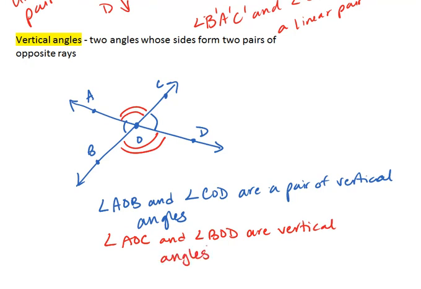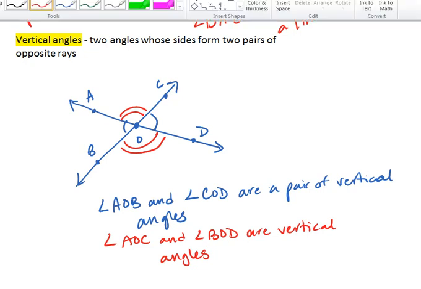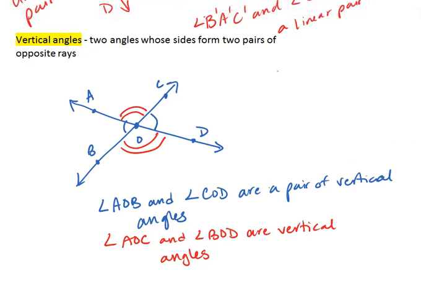Now, one of the things I marked in this picture that you might have noticed is that angle AOB is congruent to angle COD, and I did that by using a single arc line for both angles. And I also marked that angle AOC is congruent to angle BOD with the double arc lines.